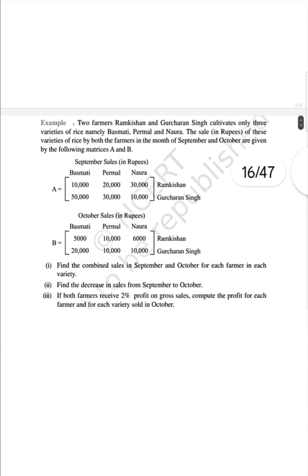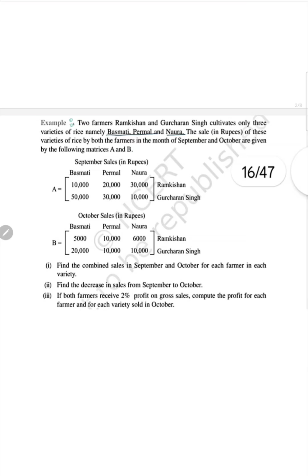So we have one more example which is in terms of real situations. Let's see what the example says. Two farmers, Ramakrishna and Gurcharan Singh, cultivate only 3 varieties of rice, namely Basmati, Parmal and Naura. The sales of these varieties of rice by both the farmers in the months of September and October are given by the following matrices A and B.